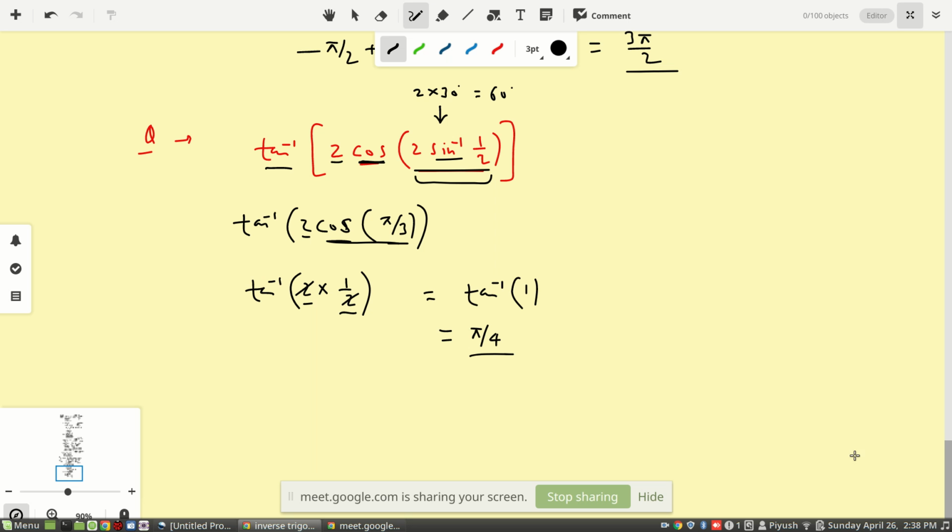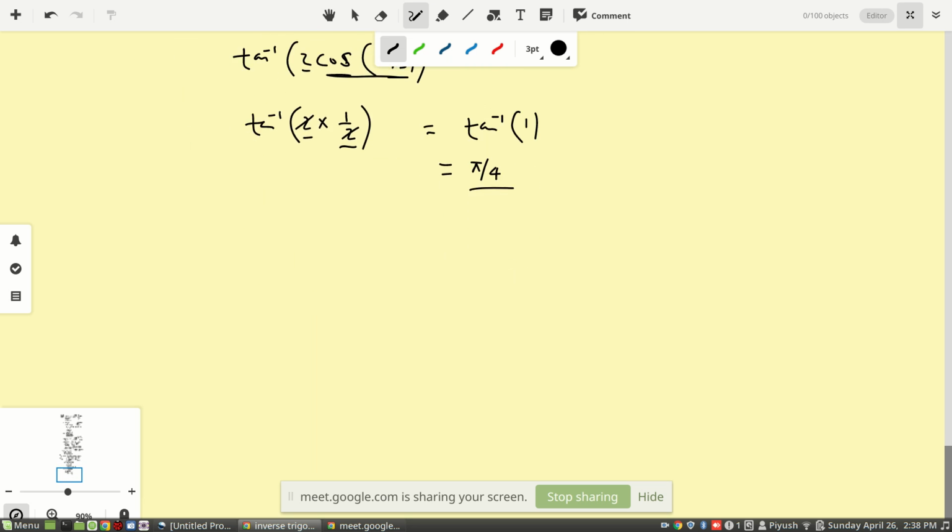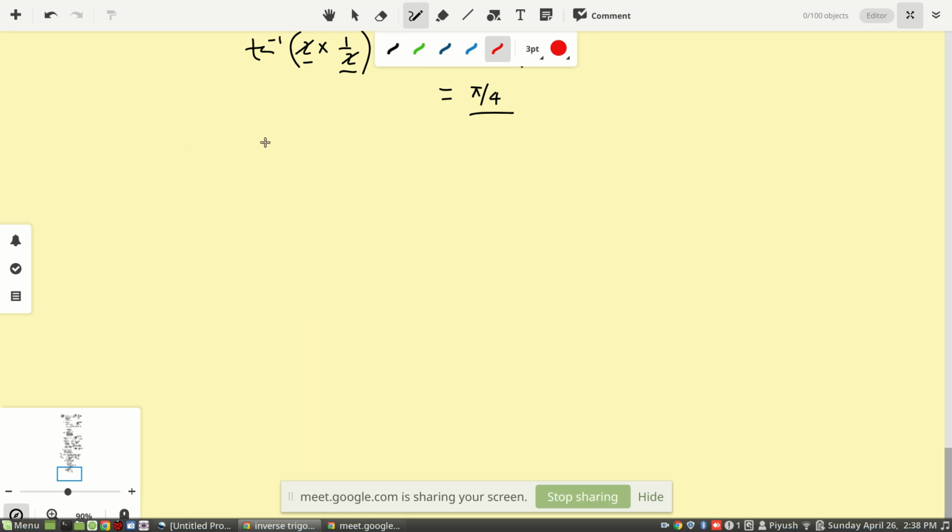Now we should be doing more problems. I think there is still some lag in understanding. So the next question is, so let's check it. We should be very comfortable with this whole question. Cos inverse minus root 3 by 2 plus pi by 6. Now solve this. All this is also simple.